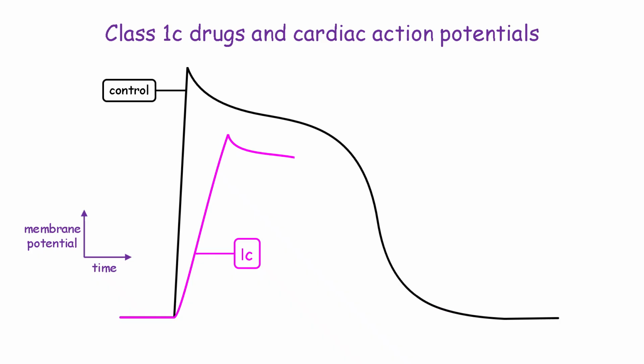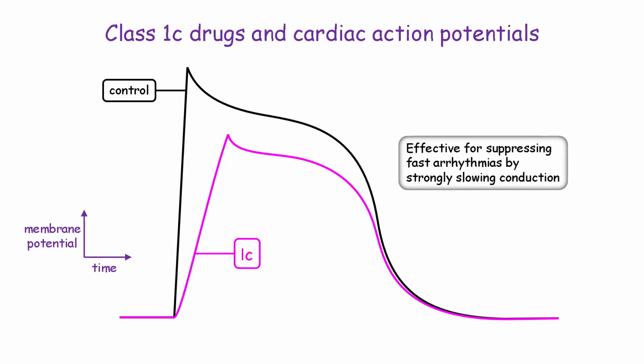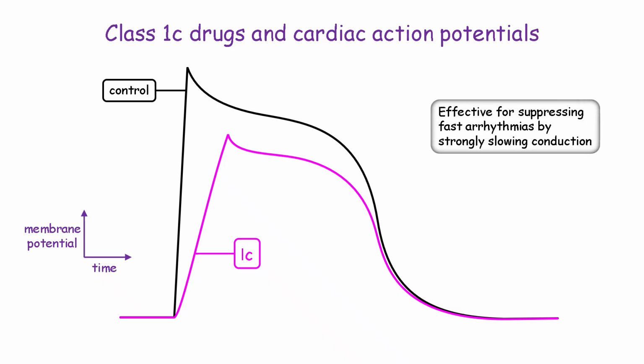Unlike class 1A agents, class 1C drugs have minimal to no effect on potassium currents. As a result, at therapeutic doses, repolarization is largely unchanged, and the action potential duration and refractory period remain close to normal. This makes class 1C drugs effective for suppressing fast arrhythmias through strong slowing of conduction. However, it also means that they can be pro-arrhythmic in diseased hearts, where excessive conduction delay may promote re-entry.